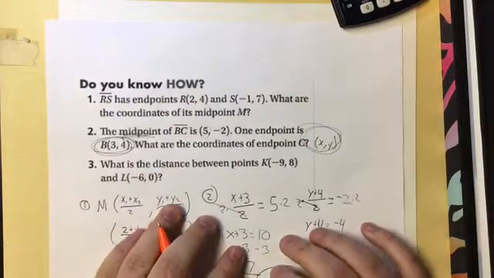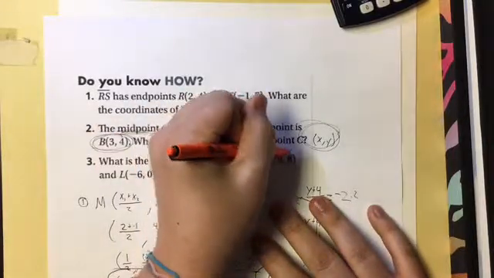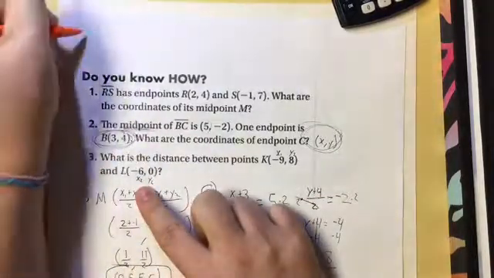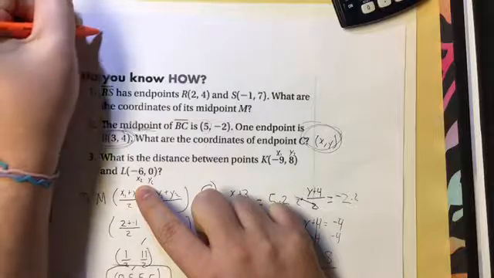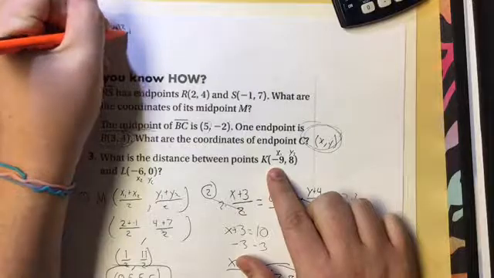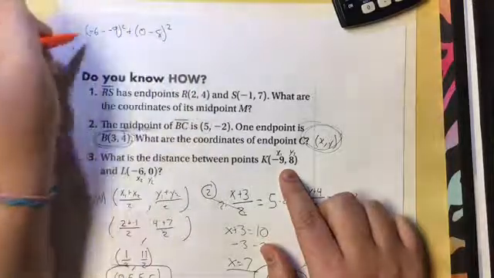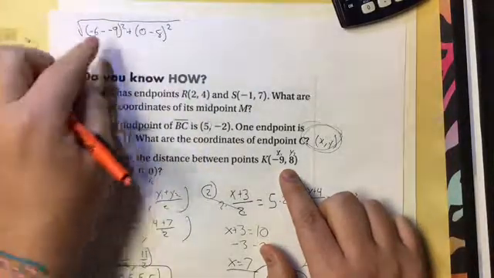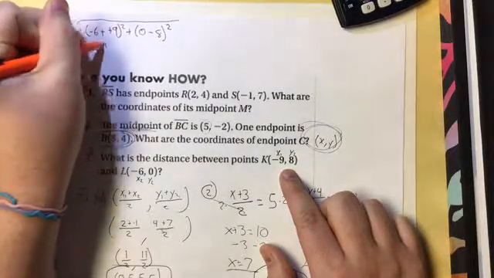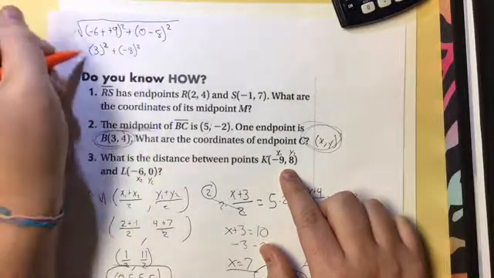Alright, the very last one is a distance formula problem, just like what we were doing. Here is my x1, y1, x2, y2, and we just plug them in. x2 minus x1 squared plus y2 minus y1 squared, take the square root. -6 minus -9 is like plus 9, so we have 3 squared. 0 minus 8 is -8 squared.